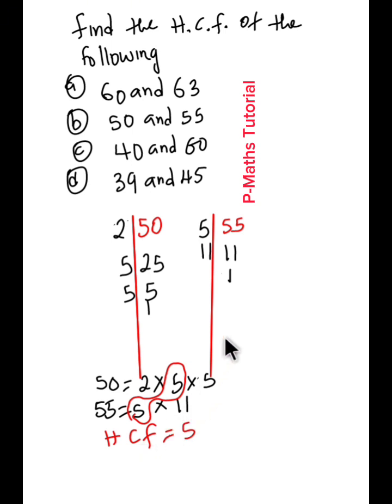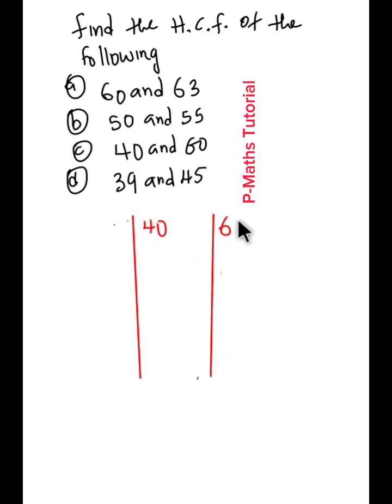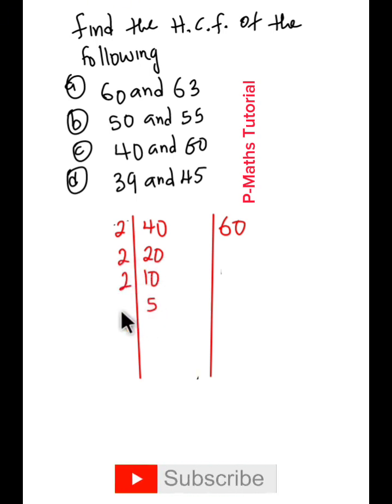Then let's do the next one, which is C. So the smallest number that can divide is 2. 2 divides 40 to give 20. 2 divides 20 to give 10. 2 divides 10 to give 5. Then 5 can divide 5, 1.